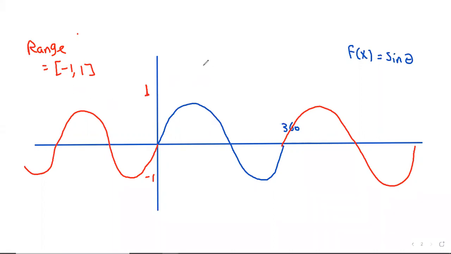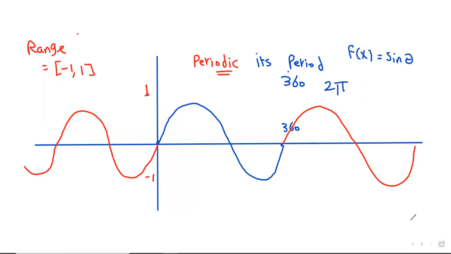And this function is a periodic function. What is the meaning of periodic function? Periodic function means that this function repeats itself each 360. So this function is a periodic function, and its period is 360, or we can say 2 pi.